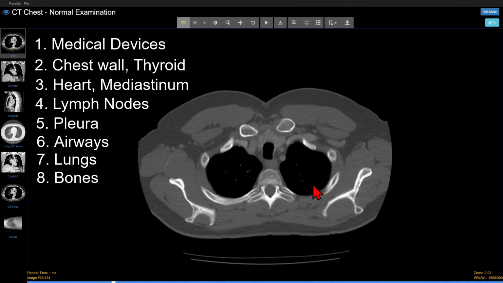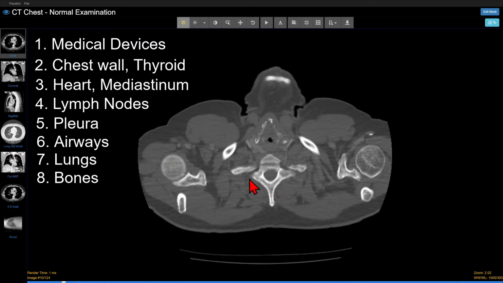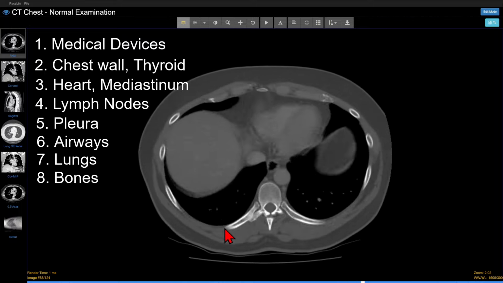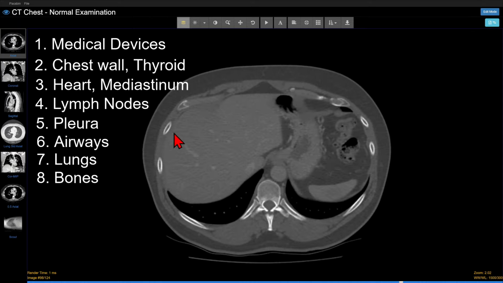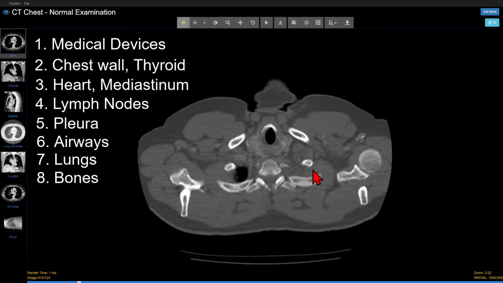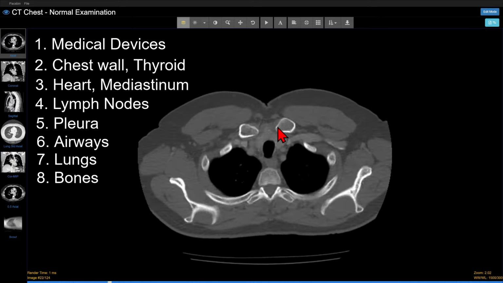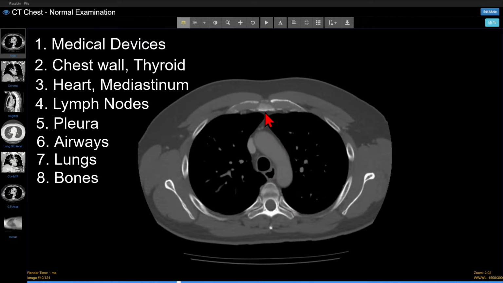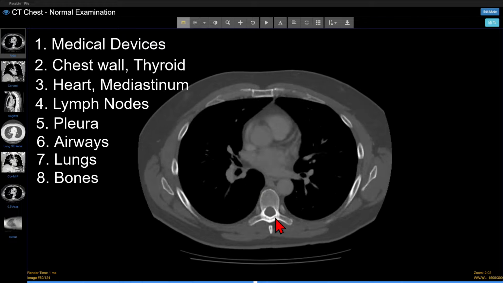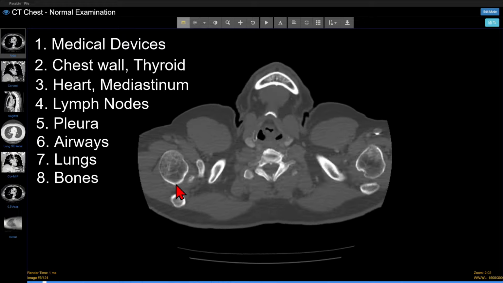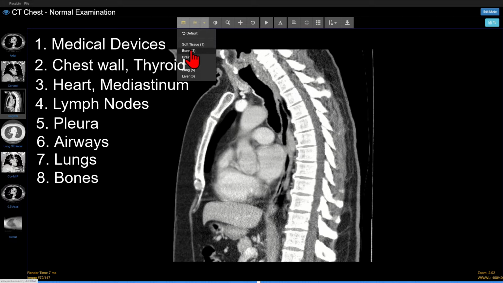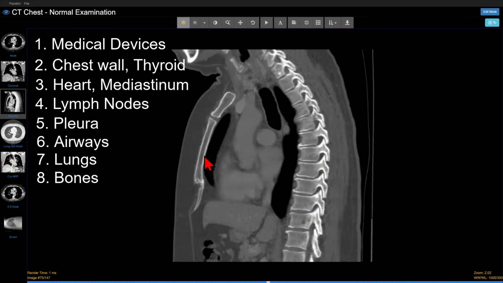I then switch to bone window to look at the bones. Looking at the ribs, I generally split them into posterior and anterior, so I'm looking posteriorly on the right here, and then anteriorly or anterolaterally here on the right. Same thing on the left, repeat. Looking at both clavicles here, the manubrium and sternum. I tend to look at the axial images for the spine as well, and the scapulae, as well as the humeral heads here. And then I do pull up the sagittal images as well to look at the spine and sternum again.